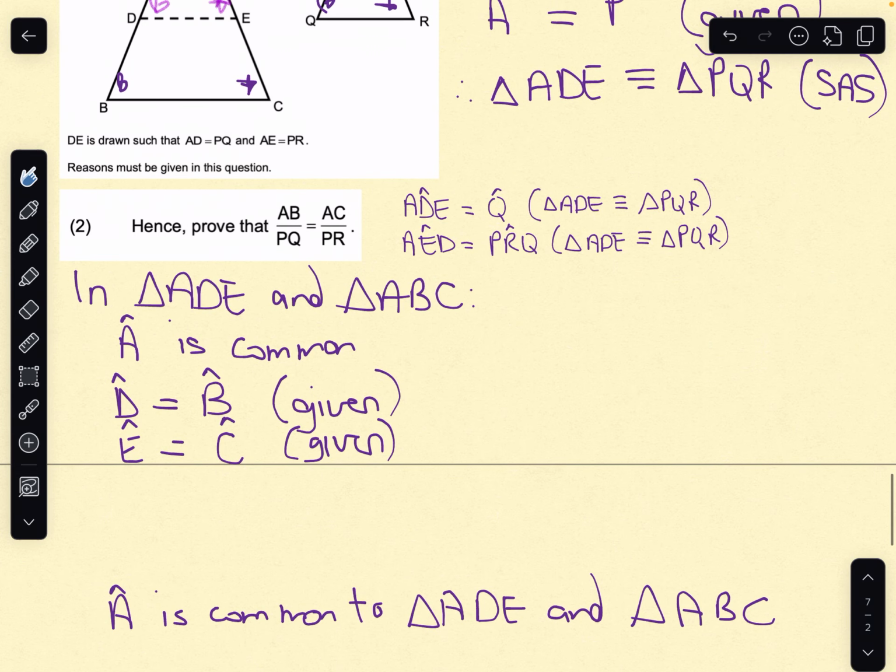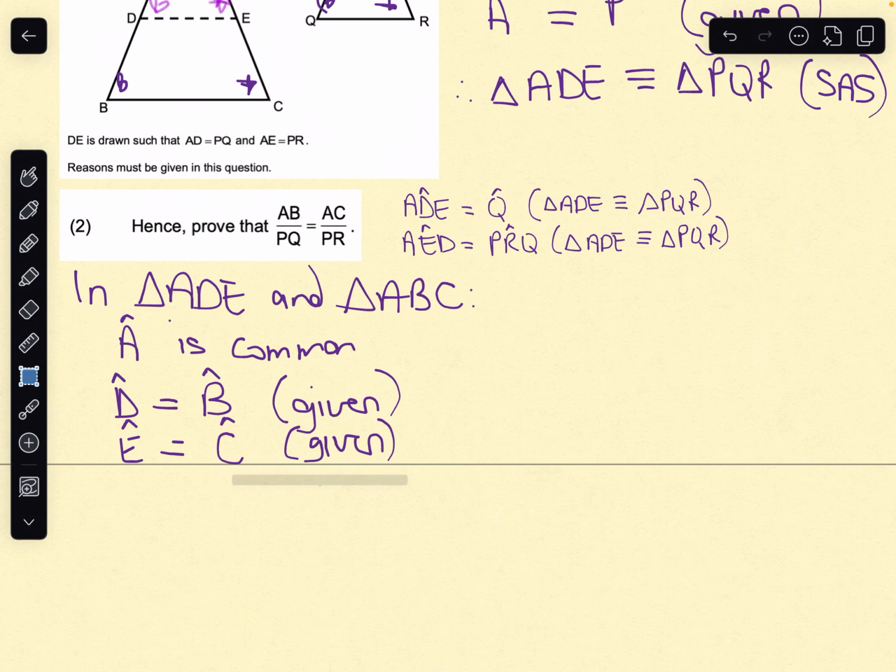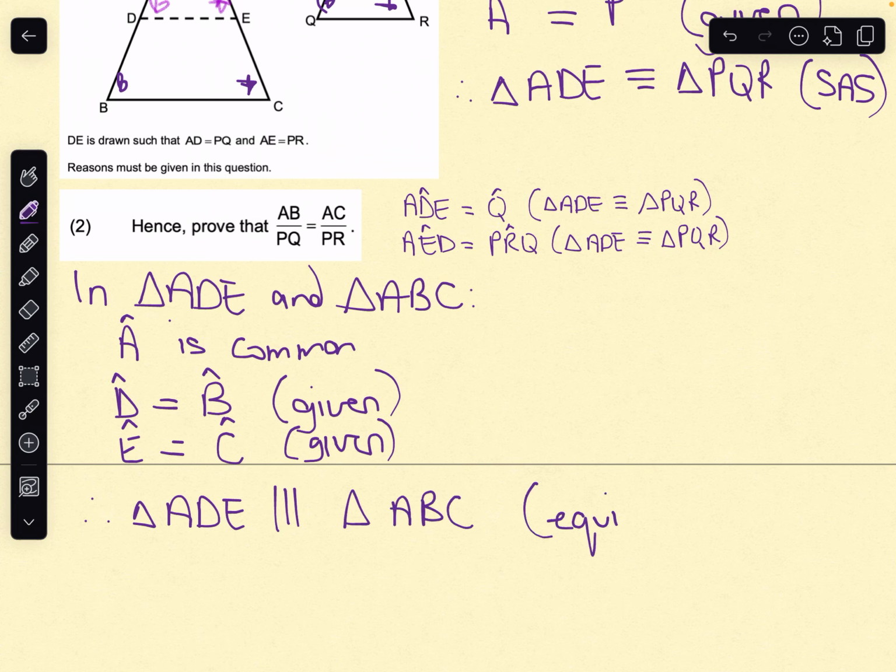So, oh, no, I don't need this anymore. So therefore, triangle ADE is similar to triangle ABC, and that's because of equiangular triangles. I don't know what happened to good old AAA, but anyway.